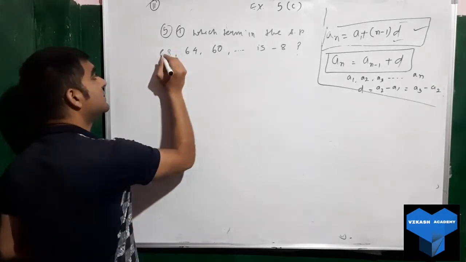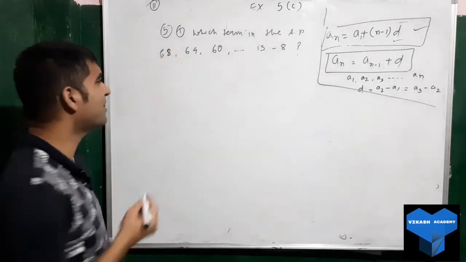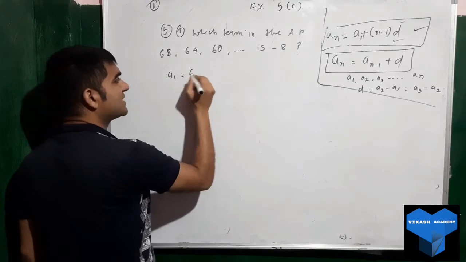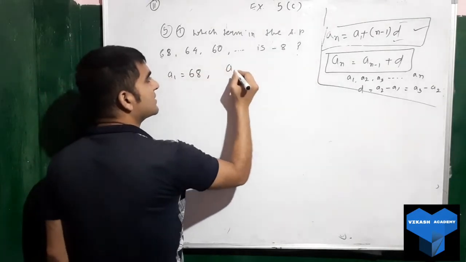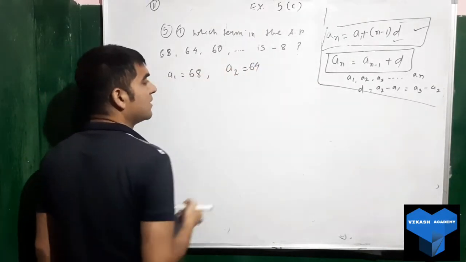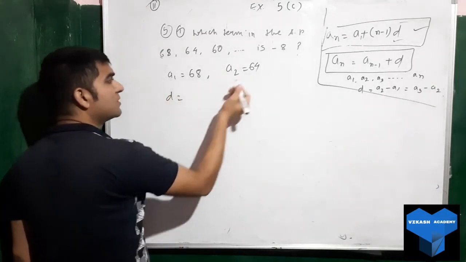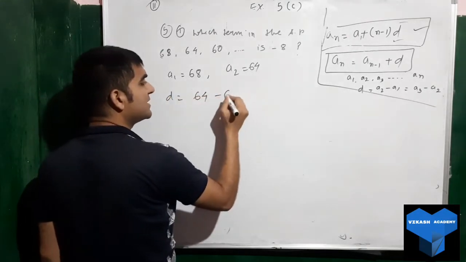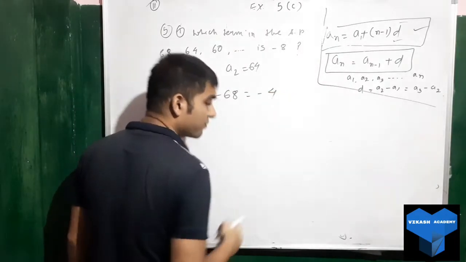So we have here 68. First you will take a1, the first term, a1 is 68. a2 you will write 64. Now find out the difference. You already know the second term 64 minus 68, so we will get minus 4.